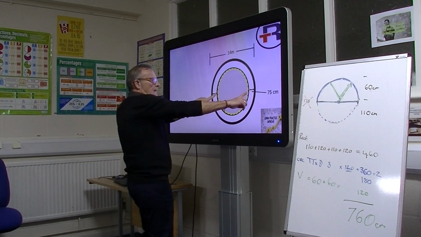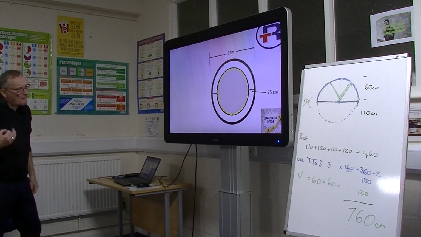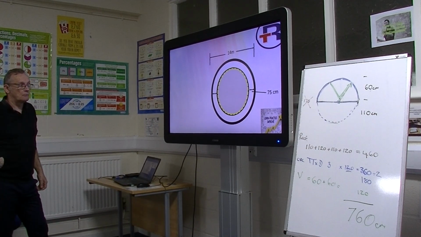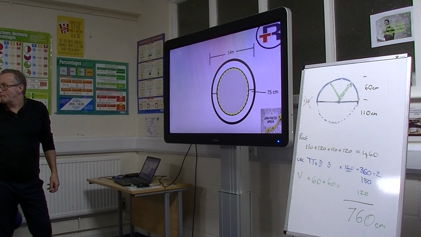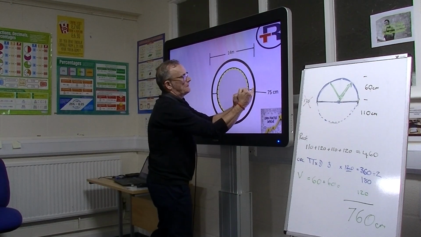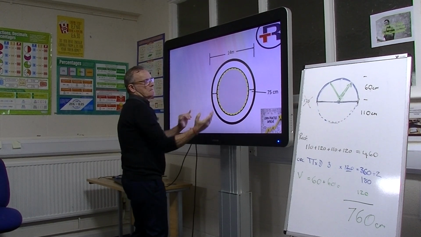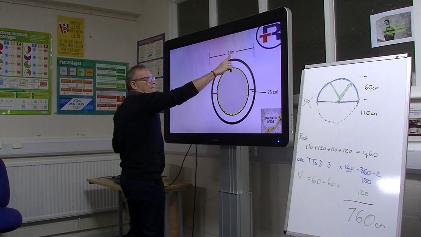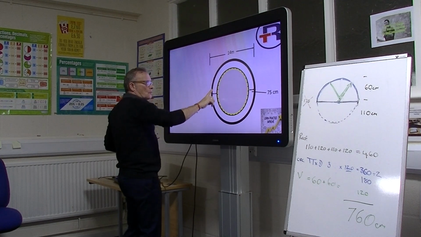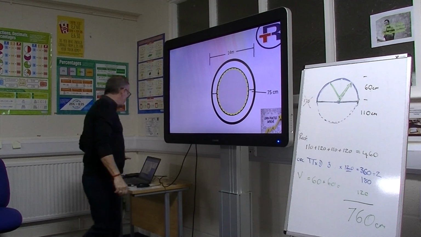So what's the actual diameter of this inner circle? What's it going to be? Well, what is 75 centimetres in metres? 0.75, isn't it? Yeah, it's 0.75. So if that little section there is 0.75, and that little section there is 0.75, what we're going to do, we're going to get the 14, take 0.75, take 0.75, and that should give us the diameter of that there in the centre. Yeah?